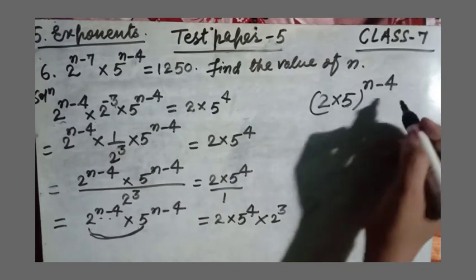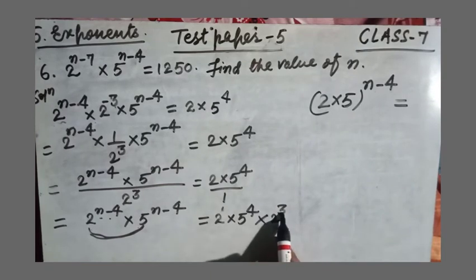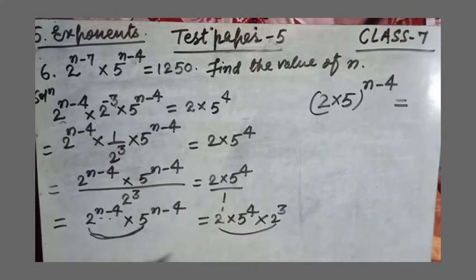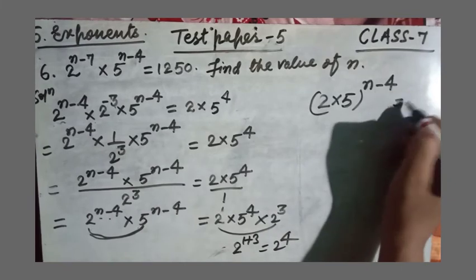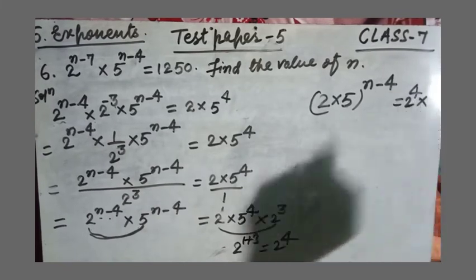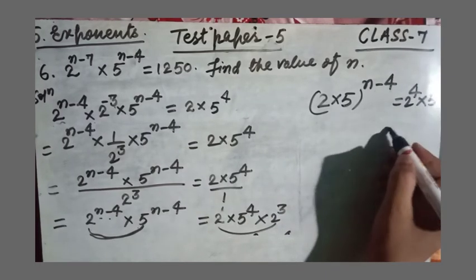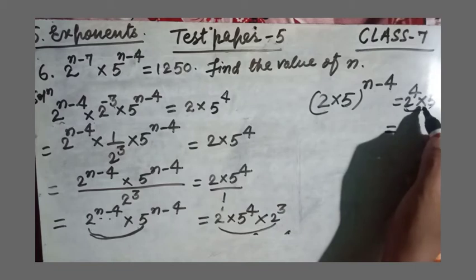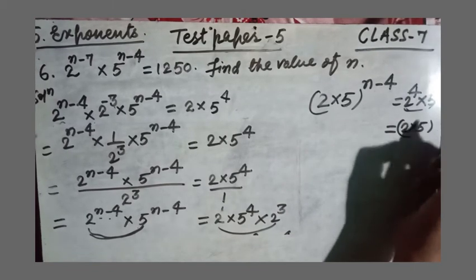Base into base, and this could be written as 2 raised to power 1 and 2 raised to power 3. Here the bases are the same, so we add their exponents and write the single base: 1 plus 3, so 2 raised to power 4. Okay, 2 raised to the power 4 is multiplied by 5 raised to power 4 as it is. Now these are different bases with the same exponent, so multiply their bases and write the single power.